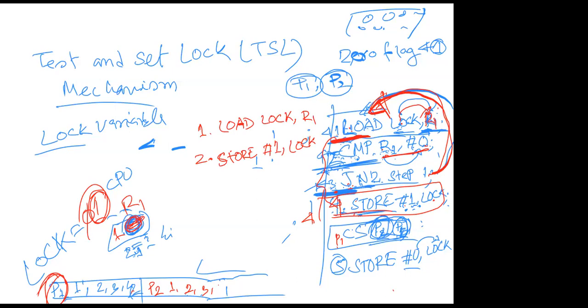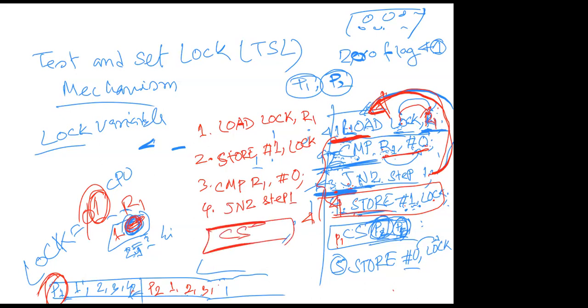Okay, 1 to lock. And the third line is just compare, CMP: compare this value R1 with the number 0. Then the fourth one is jump if equal to step 1. Jump to step 1. Yeah, and then the critical section.